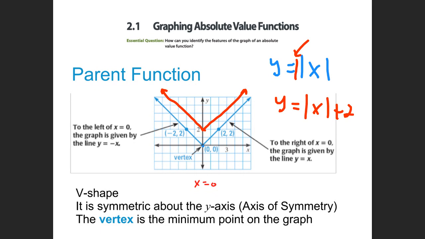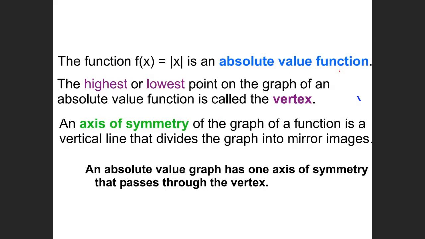So graphing absolute values, we're not going to spend a whole lot of time this week on it because we spent a lot of time last week dealing with it. The function f of x equals the absolute value of x is an absolute value function. The highest or lowest point on the graph of an absolute value function is called its vertex. An axis of symmetry of the graph of a function is a vertical line that divides the graph into mirror images. An absolute value graph has one axis of symmetry that passes through the vertex.